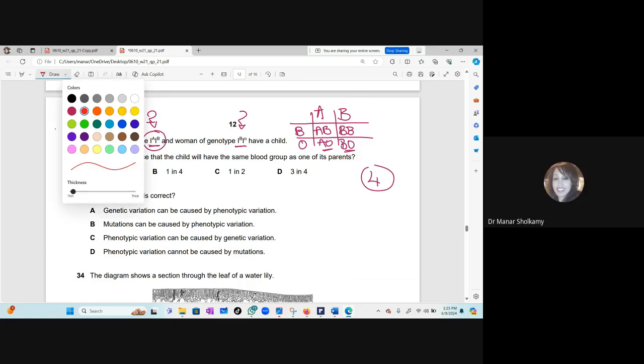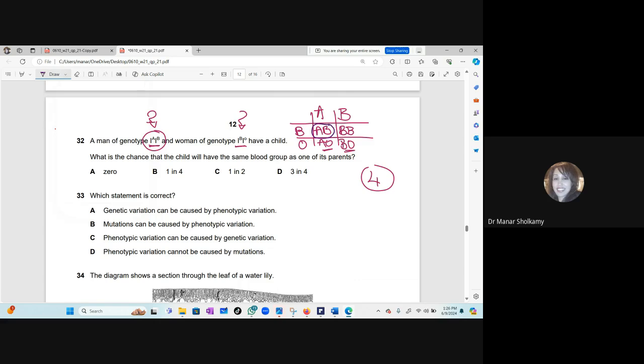Why 2? This child is AB. This child has blood type B. This child has blood type B also. Maybe different genotypes, but blood type B and blood type B. This child only, yes, 3 in 4. So the answer will be D. Let me highlight this question because it can be a little bit tricky. For any inheritance questions, the best thing to do is a small Punnett square so that you don't get confused.